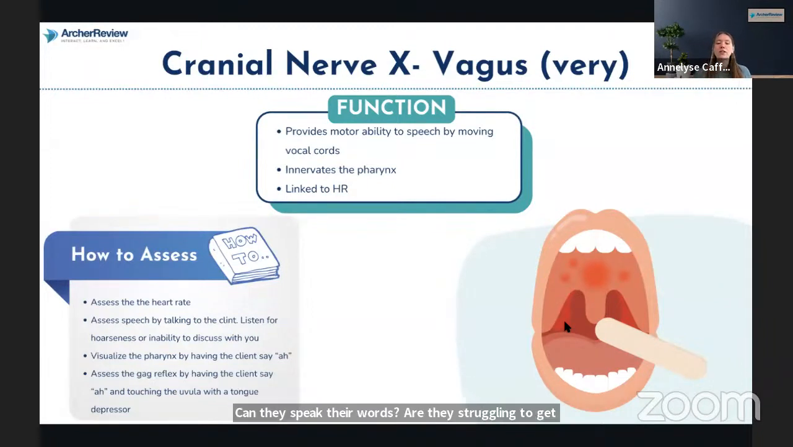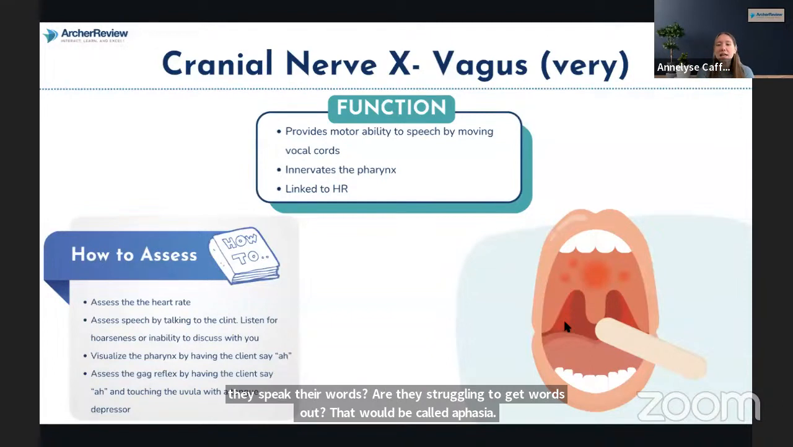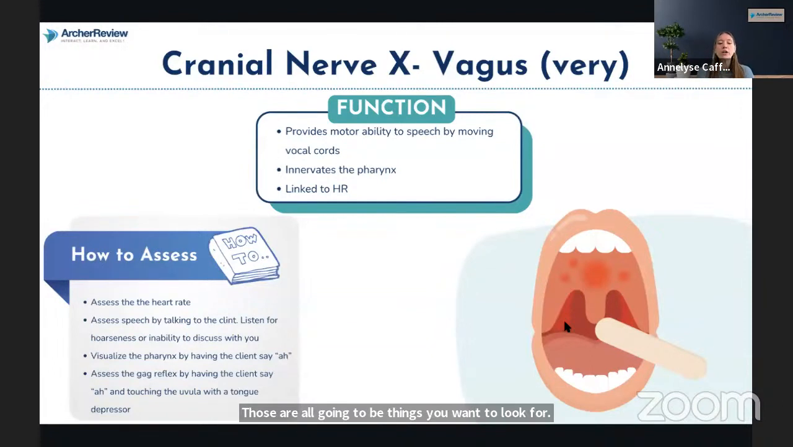Those are all going to be things you want to look for. And then lastly, just like we assessed with cranial nerve 9, you're going to look at the pharynx by having them open up their throat and say ah. You should see that soft palate raise when they say ah. And then you're going to gently, and gently is the key word here, touch that uvula and check for a gag reflex. So once again, that was cranial nerve 10, vagus, with both a sensory and a motor function.